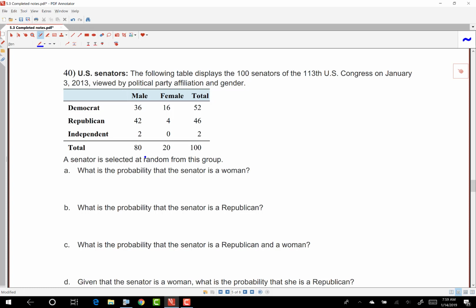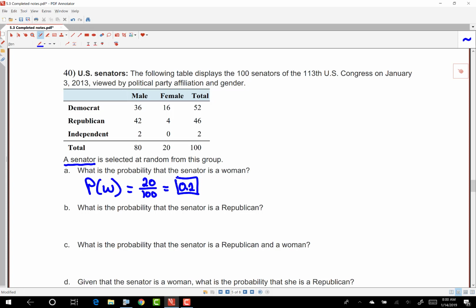So let's answer some of these questions. For this question, it says a senator is selected at random from this group. So notice that we're only selecting one. So I'm not going to be using the multiplication rule on these questions. Okay, so first of all, what is the probability that the senator is a woman? So we just want the probability of woman. This is a question we could have done in the last section, or even the section before that. There's a total of 20 females out of 100. And I'm just going to leave the fractions on these. But now we can divide. It's going to be 0.2.